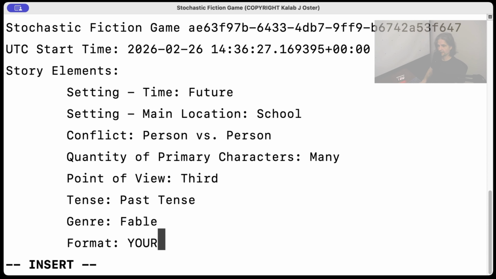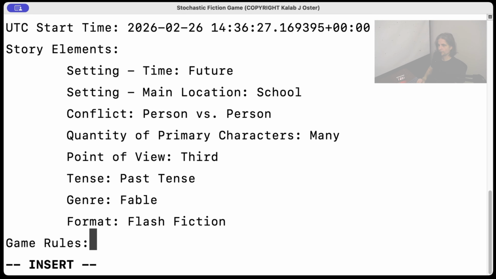Other than this, I could be selecting something such as first chapter of a novel, middle chapter of a novel, or final chapter of a novel. I think someday I may put poem in here, but that's not necessarily stochastic fiction. But we'll go flash fiction as the format. Let's type that in. Those are today's story elements for this Stochastic Fiction game. Under an hour and 13 minutes left to write this story. In the future, school, person versus person, and fable.